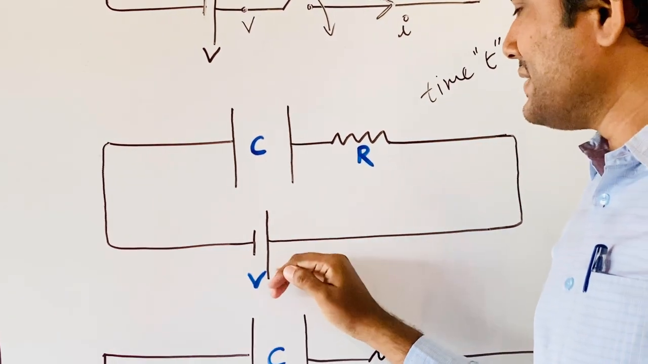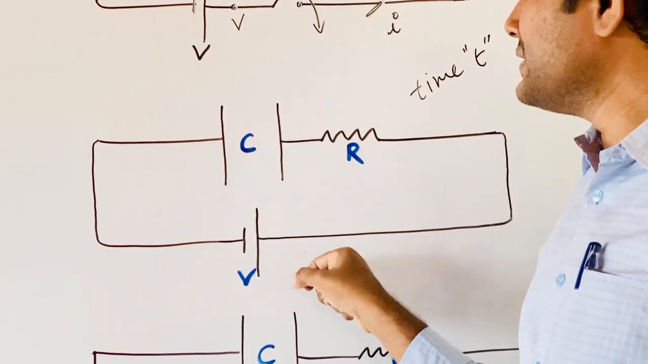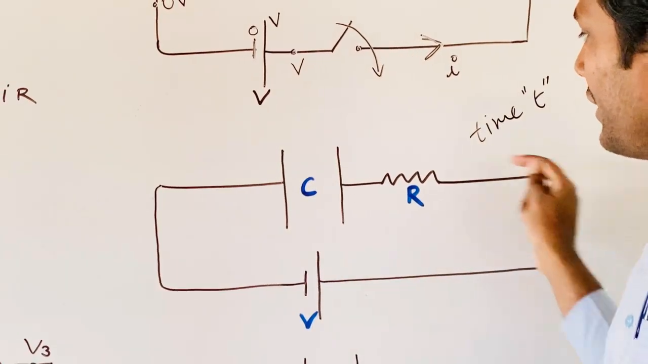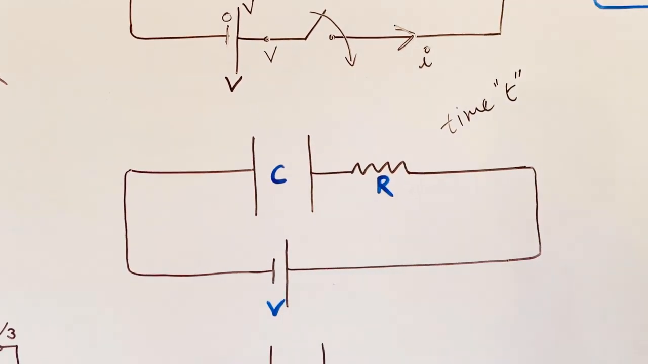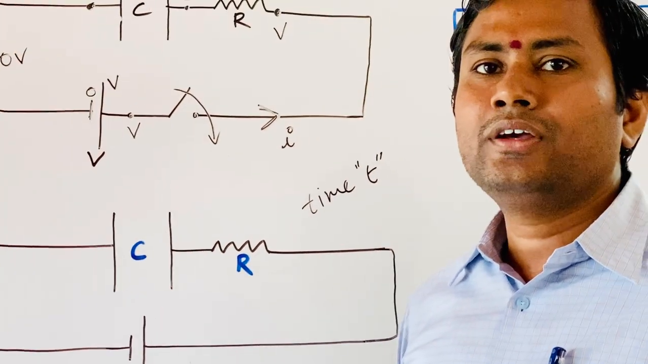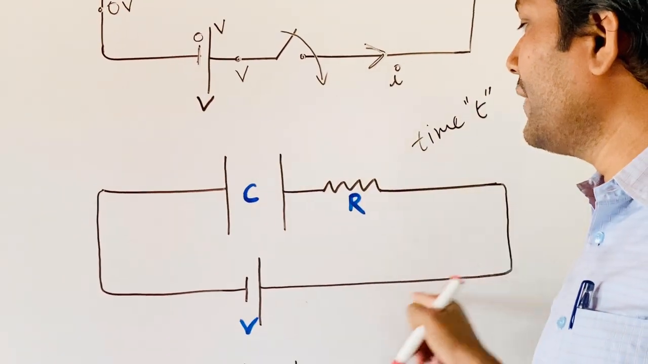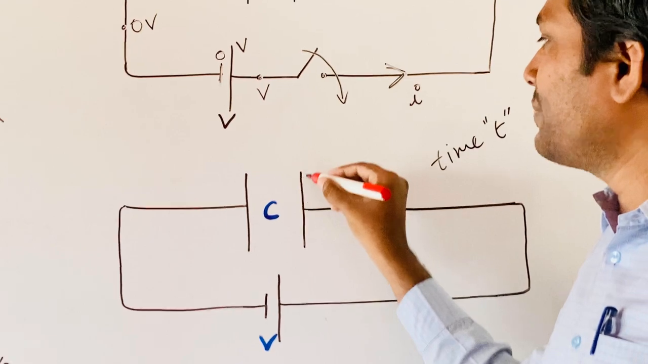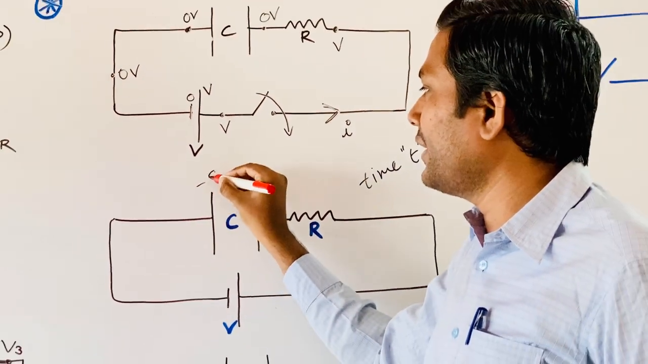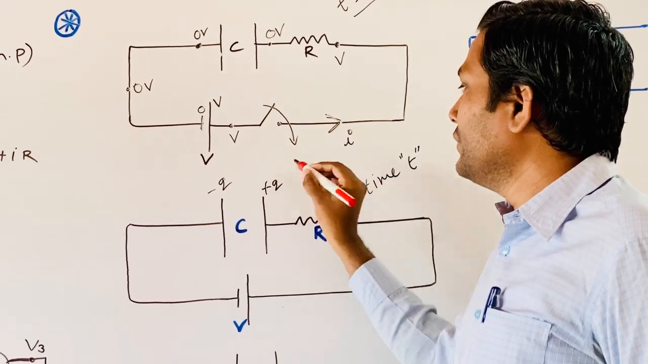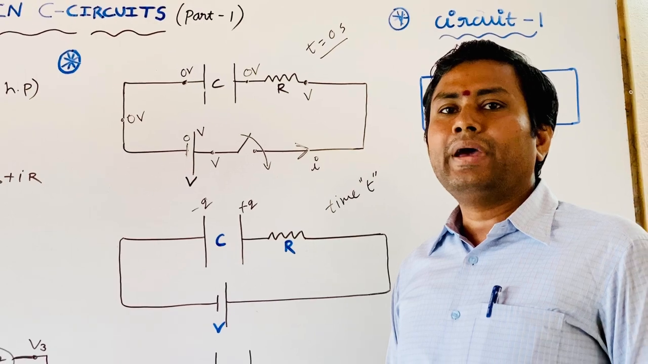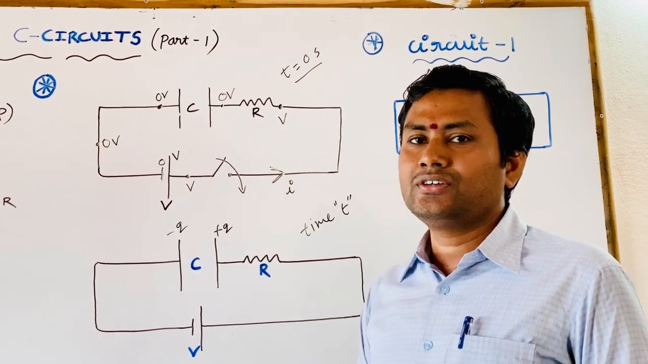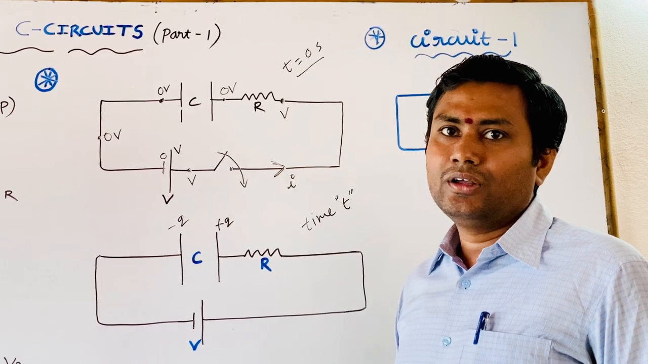Battery did some work. Why did the battery do some work here? It removed some charge from this plate connected to the negative terminal and gave it to the plate connected to the positive terminal. Suppose I am assuming battery supplied q amount of charge to the plate connected to the positive terminal. Nothing but this plate loses q amount of charge, this plate now gains q amount of charge. That's why now here I am writing this is minus q, this is plus q. Here one more important point you need to remember: battery won't create any charge. Battery will just redistribute the charge from the plate connected to the negative terminal to the plate connected to the positive terminal.